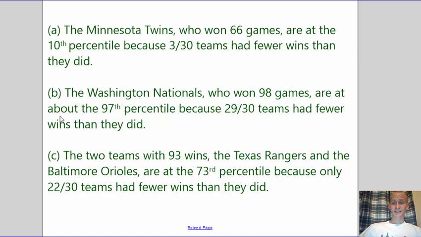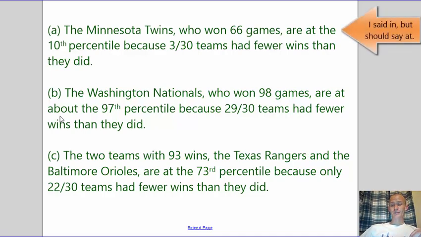So we have the Washington Nationals with 98 games. They're in the 97th percentile because they won the most. So all the teams below them, 30 total teams, that'd be 29. Notice that that's not the 100th percentile. So even if you're at the very top, you're still at most going to be in the 99th percentile. So that's something to be aware of.